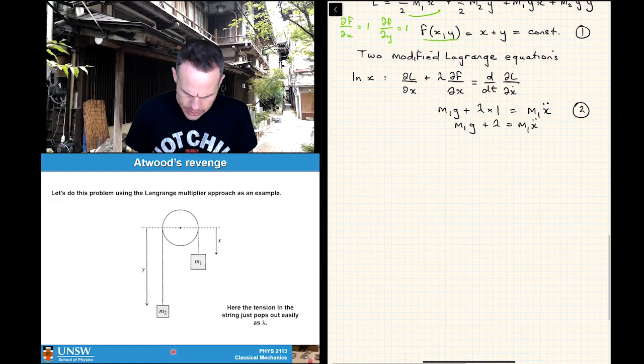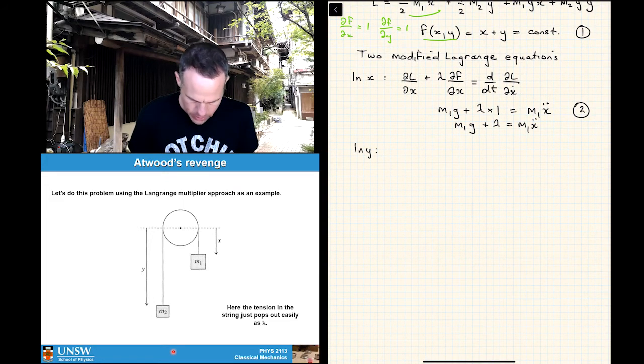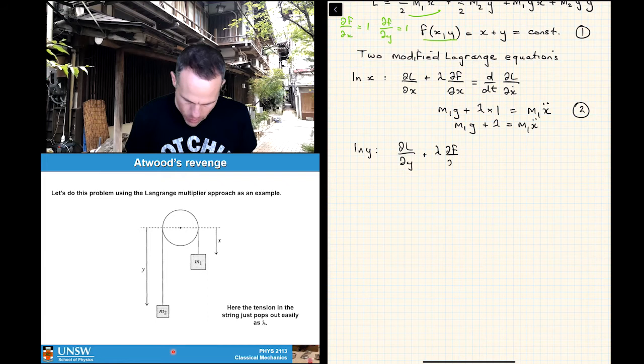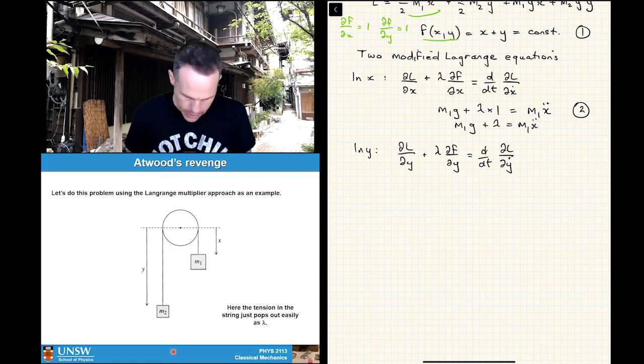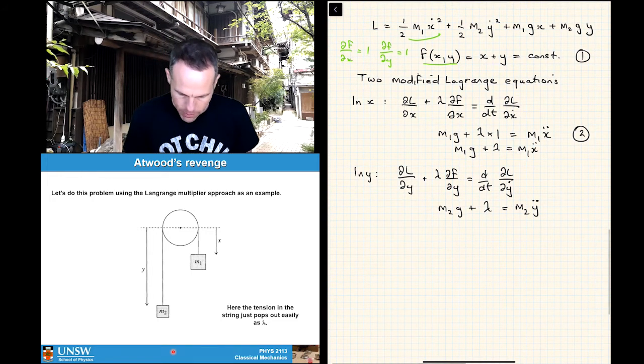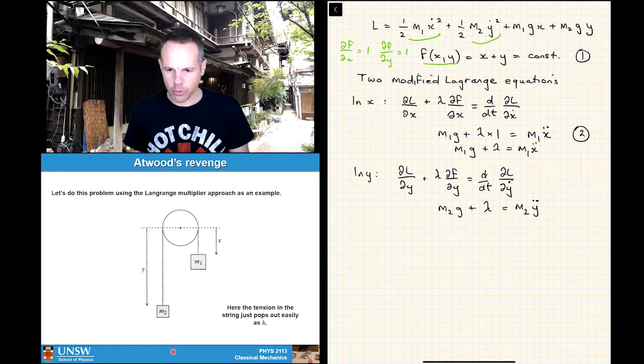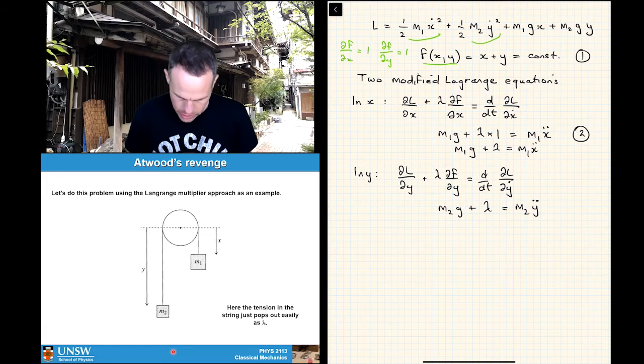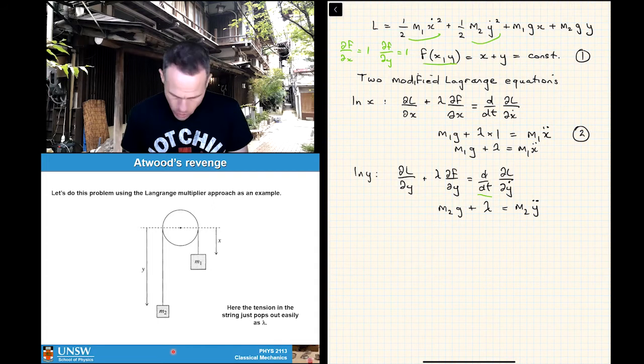And then we've got exactly the same thing in y. So dL/dy plus lambda dF/dy is equal to d/dt of dL/dy dot, okay? And so this thing will pop out as an m2g here plus lambda times 1, which is just lambda, is equal to m2y double dot, with the y dot coming from this term in here and the second dot coming from the d/dt that's in the Lagrange equation just here, okay? All right, and so we call this one number 3, okay?